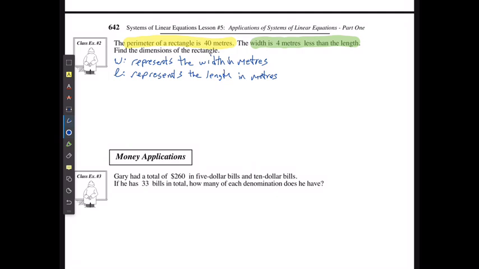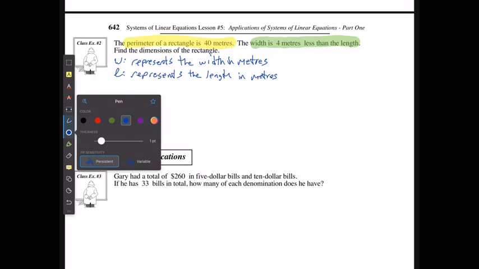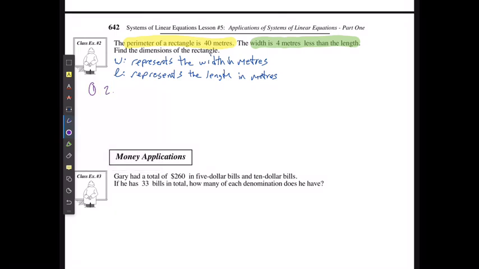I'm going to get my first equation from the first sentence. The perimeter of a rectangle is 40 meters. Well, I know that a perimeter is going to be 2 lengths and 2 widths, so my first equation is going to be 2L plus 2W is equal to 40. My second equation, which I pull from the second sentence, the width is 4 meters less than the length. So the length minus 4 meters is going to equal the width. I also could have said the width plus 4 was equal to the length. Doesn't really matter. And because I have a variable isolated again, I'm probably going to do substitution again.